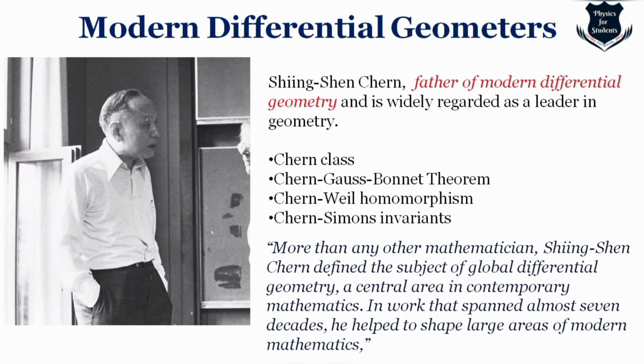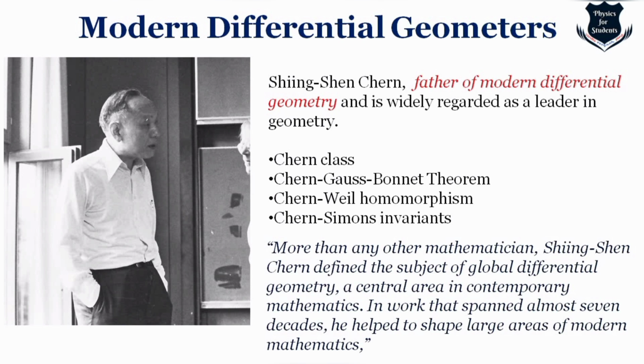His fundamental contributions to differential geometry have been many. As you see, I have listed a few of his contributions which are highly technical to discuss: Chern class, Chern-Gauss-Bonnet theorem, Chern-Weil homomorphism and Chern-Simons invariance. The physics Nobel Prize winner C.N. Yang once said that Chern is on par with Euclid, Gauss, Riemann and Cartan.